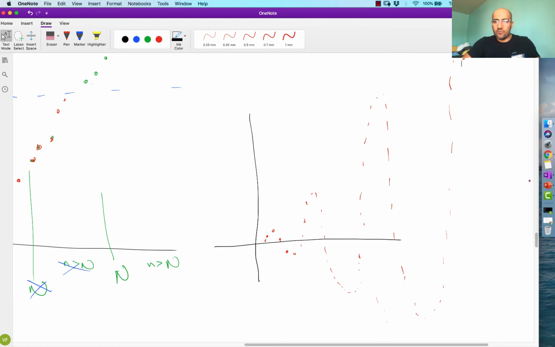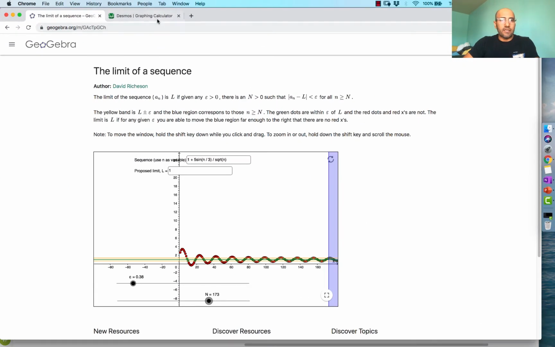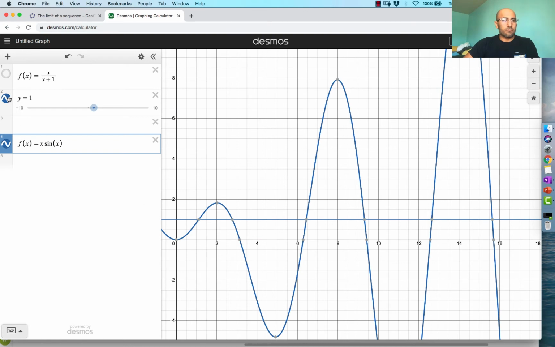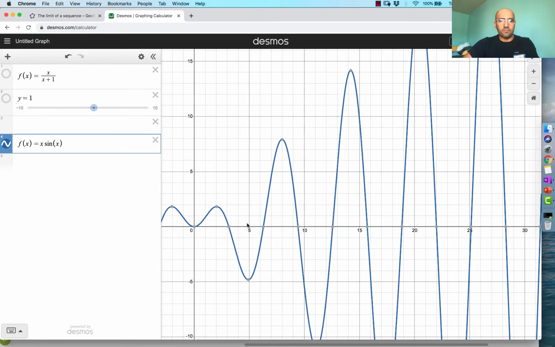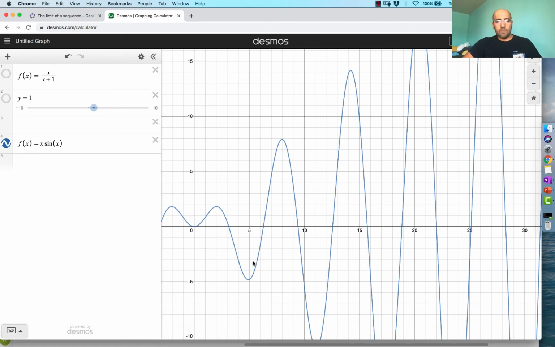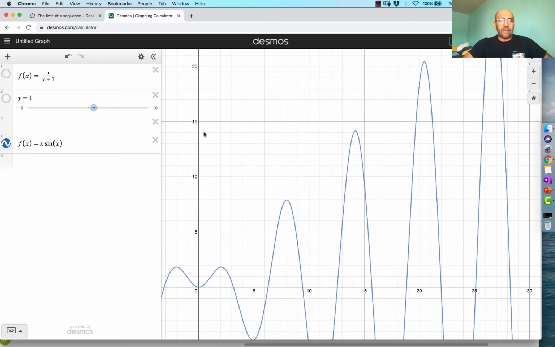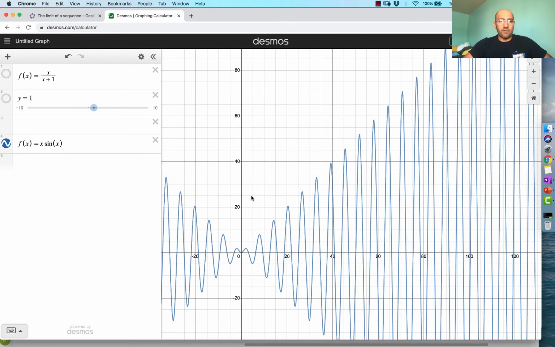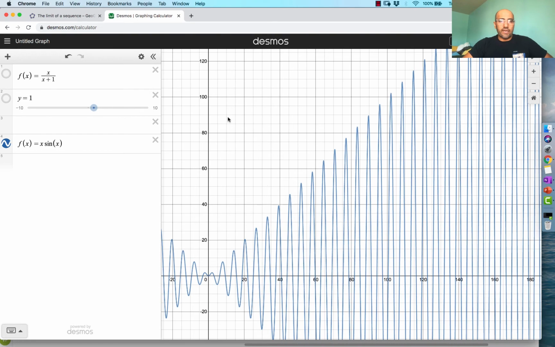Let's use Desmos. This is really ugly. Let's see, Desmos. Okay, so here's an example. x times sine x. Notice that it oscillates up and down, up and down, up and down. And so if N is chosen to be a big number, let's say N is 100, can this function ever reach 100? Okay, here we can do that. Zoom out, zoom out, zoom out. And yeah, look, it reaches 100.